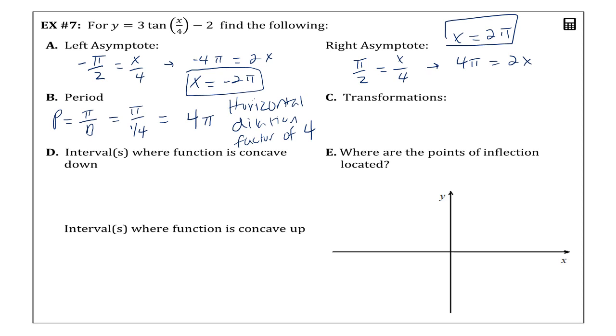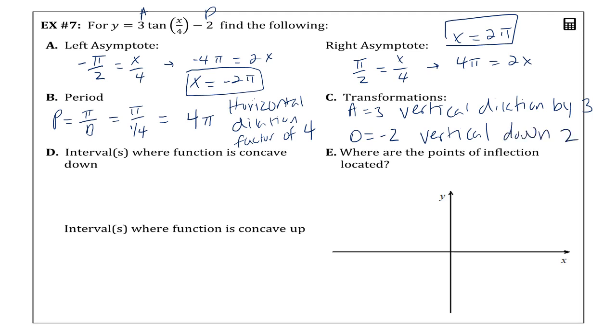Okay, so the transformations that we have left to describe. We still have to describe what is our A effect and what does our D effect. Okay, those are both vertical transformations. So your A equals 3 is going to be your vertical dilation by 3. And your D equals negative 2 is going to be your vertical translation. I'm just going to write it down. 2.